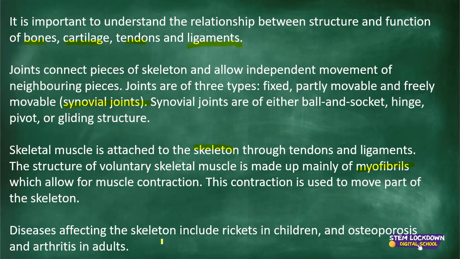Then we know of diseases that affect the skeleton. Diseases that affect the skeleton would be rickets in children, and then we'd have osteoporosis and arthritis in adults.